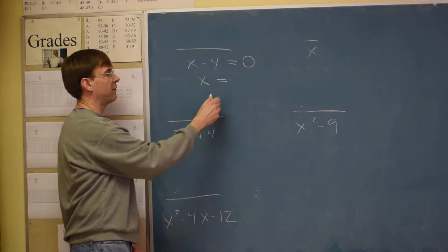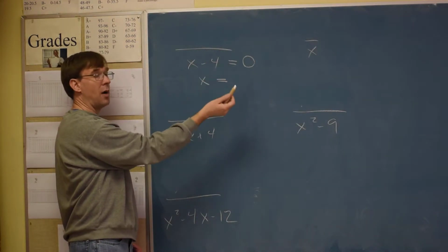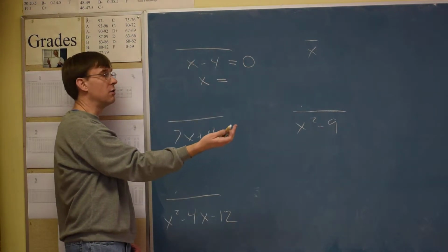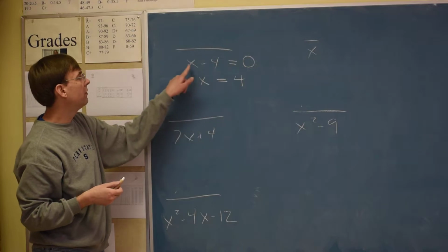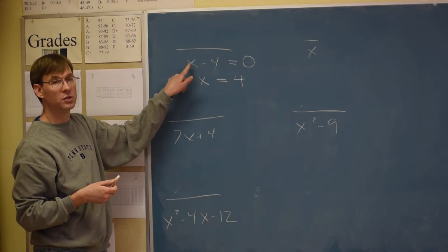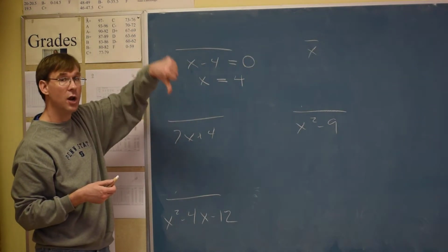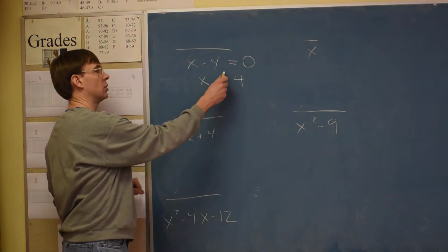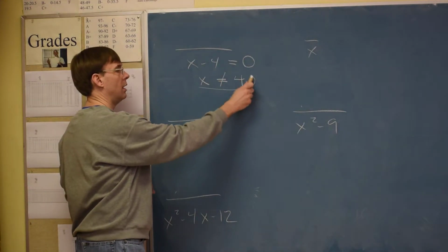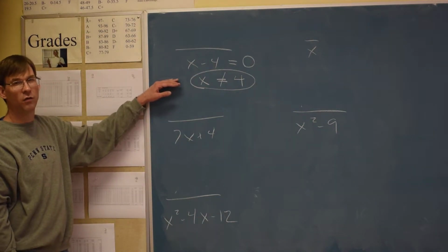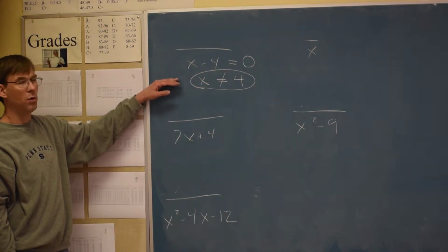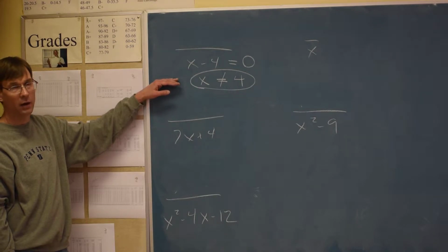If you solve that for x, do the opposite. Since it's subtracting 4, you'd add 4 and come up with 4. The number 4, if you put it in, would make the bottom 0, and we want to say, no, that's not allowed. So we're going to use this symbol, and that's our answer to say, x could never be allowed to equal 4, because if it were, it makes the bottom 0, and math does not allow that.